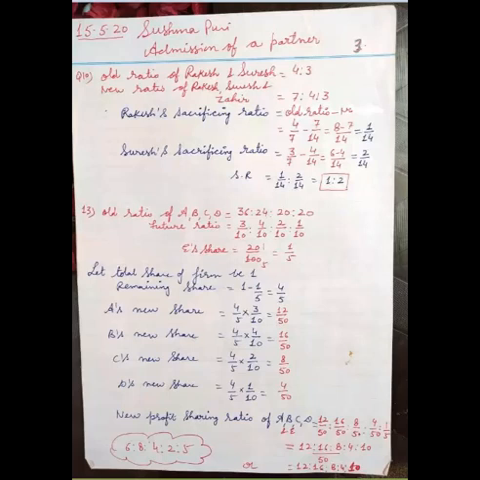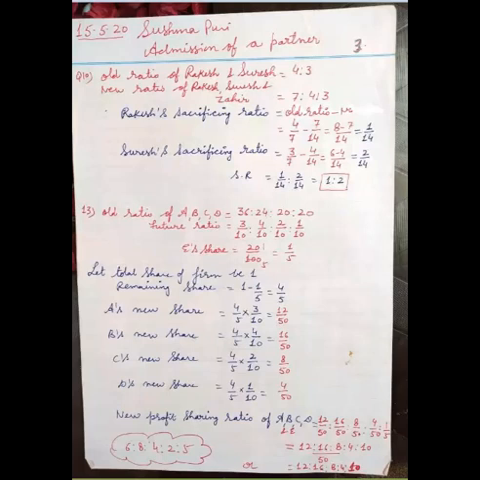So here the future ratio is given, the old ratio is also given. Old ratio of A, B, C, D is equal to 36:24:20:20. Future ratio is equal to 3/10, 4/10, 2/10, 1/10. Each share is equal to 20%. 20% means 20/100. So each share is equal to 1/5. Clear?